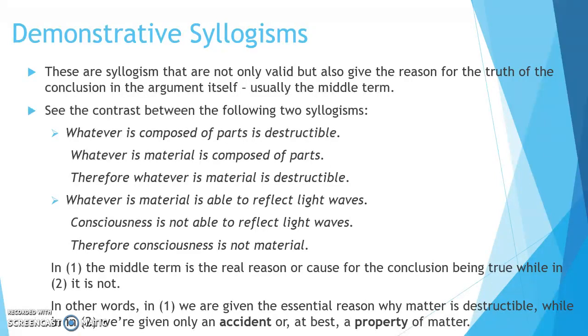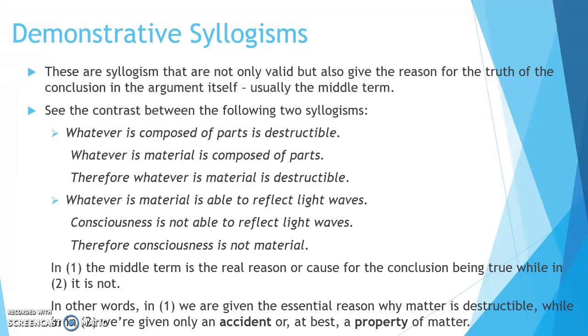Whatever is composed of parts is destructible. Whatever is material is composed of parts. Therefore, whatever is material is destructible. Or: whatever is material is able to reflect light waves. Consciousness is not able to reflect light waves. Therefore, consciousness is not material.